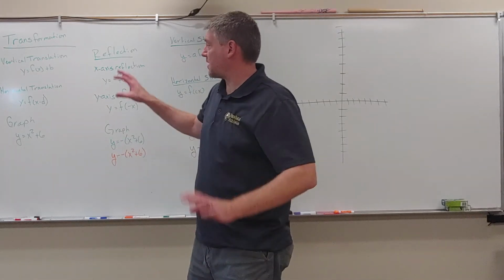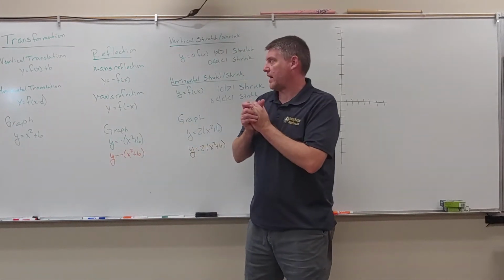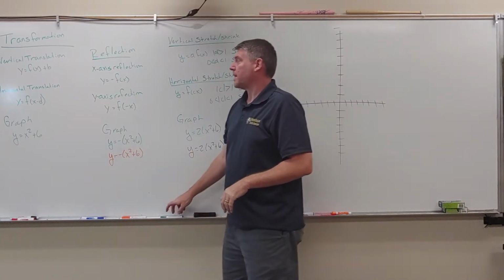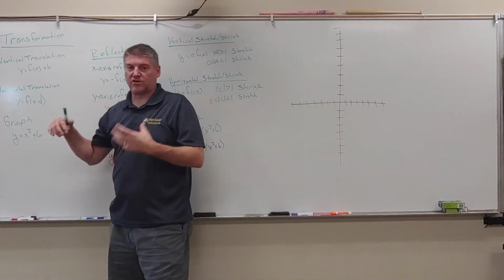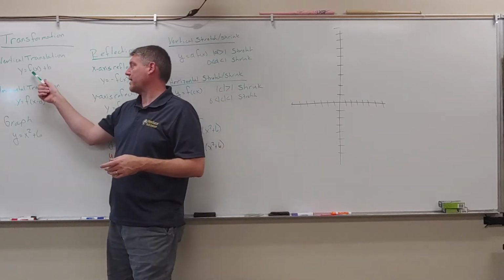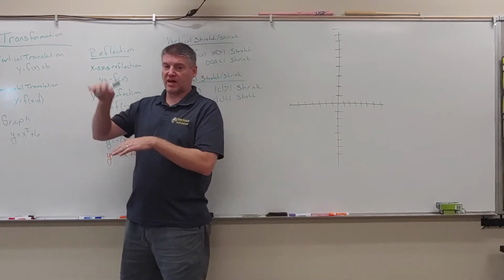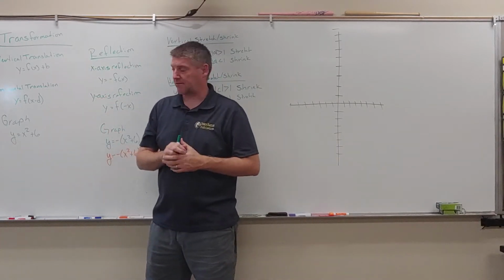All right, we're going to talk about transformations, and these transformations are things that we have talked about before. So we have a vertical translation or a vertical shift of y equals f of x plus b. If b is positive, we're shifting up. If b is negative, we're shifting down.